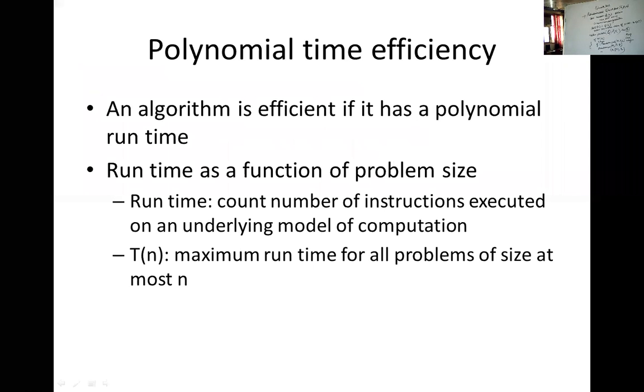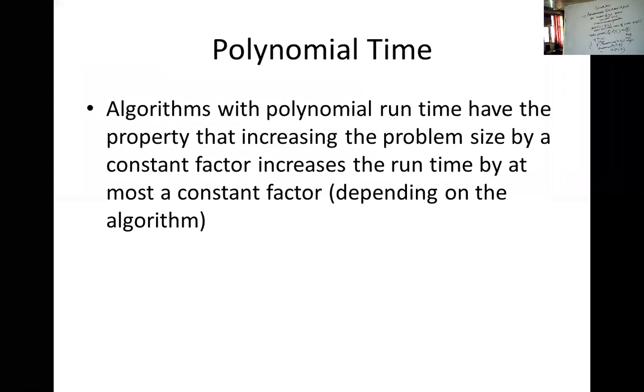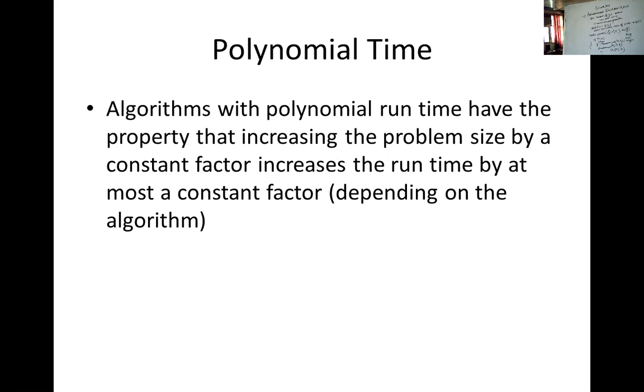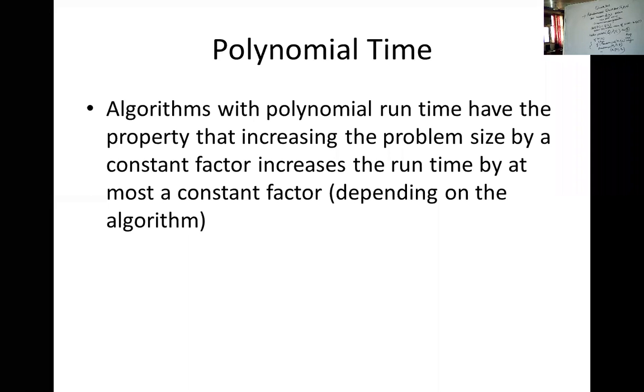Now, what is polynomial time efficiency? We have seen the runtime for a problem size could be n square, maximum time could be n. The algorithm with polynomial runtime has the property that with increasing problem size, the running time also increases by a constant factor. What does this mean? If your input is going from 100 to 1000, in the same way your time will also increase. That is called polynomial time.